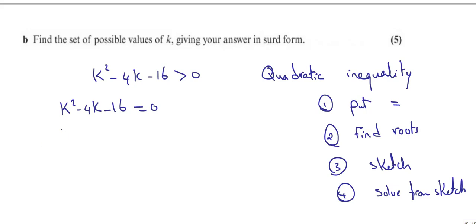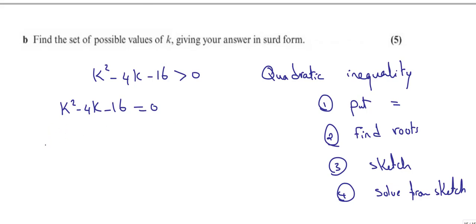Step 2: find the roots. How to find the roots? Factorize and find the roots. So it's k squared minus 4k minus 16. Here, unfortunately, you cannot factor this. You have the quadratic formula. Just a second, please. As you can see, we cannot factor this. So what to do? We use the quadratic formula.